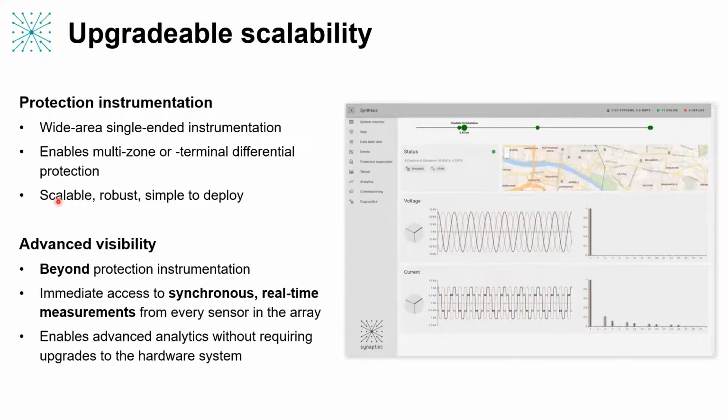Because we have these synchronous and real-time measurements from every sensor in the array, this can enable powerful additional benefits, things like analysis and categorization of fault type, wide area multi-point measurement of power quality or centralized delivery of synchrophasors, or detection of oscillatory behavior over wide areas. All of these can be enabled by delivery of that point-by-point data at that central location.